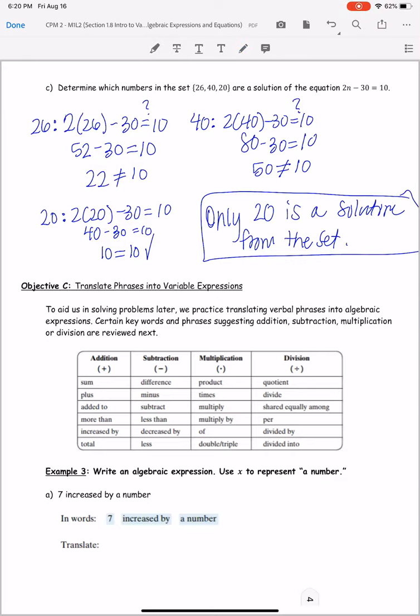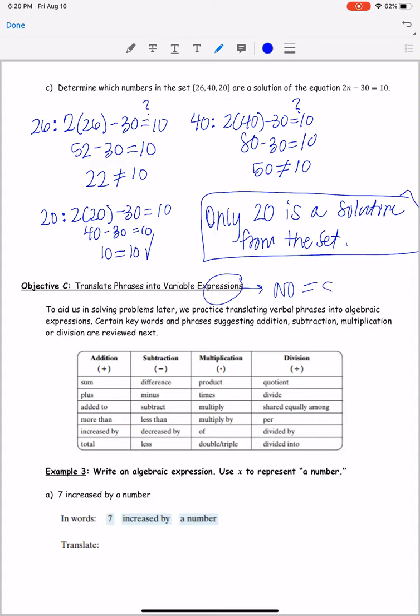All right, and then last objective in this lesson, objective C, we're going to translate phrases into variable expressions. So expressions, let's kind of review back. I want you to think, does that have an equal sign or does it not? No equal sign. Okay, that was our vocab today. If it has an equal sign, it's an equation. So what we're translating this into is expressions. That means no equal sign to be found. So to aid us in solving problems later, we practice translating verbal phrases of algebraic expression.